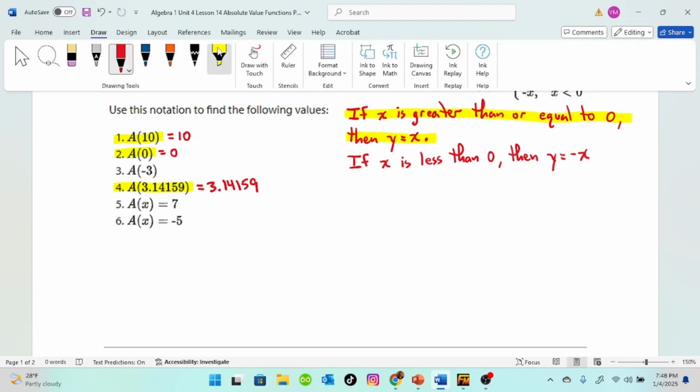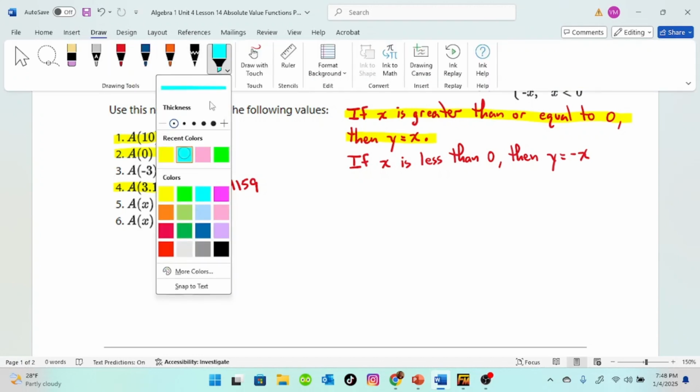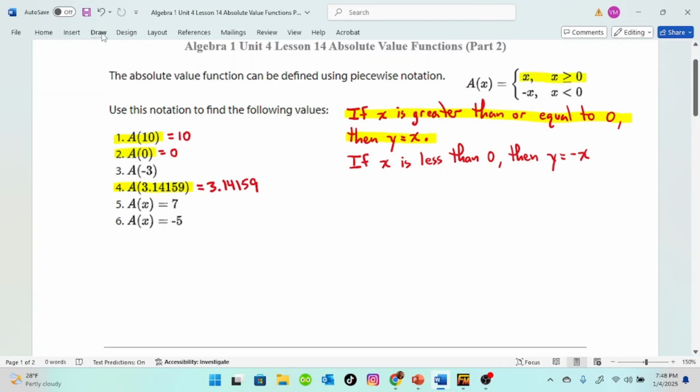Next, we had the category where we said that if x was less than 0, then y equaled negative x.